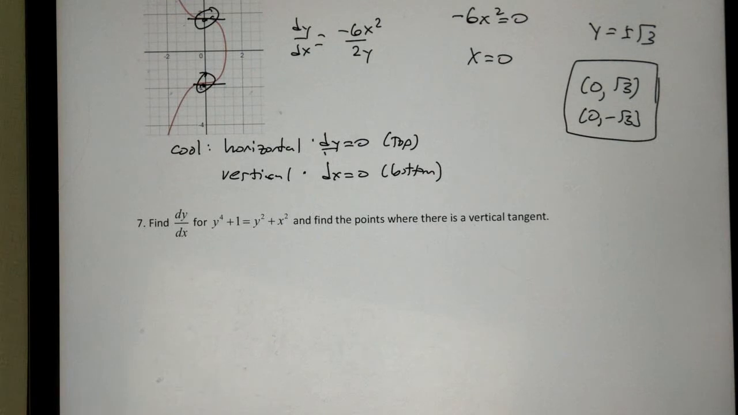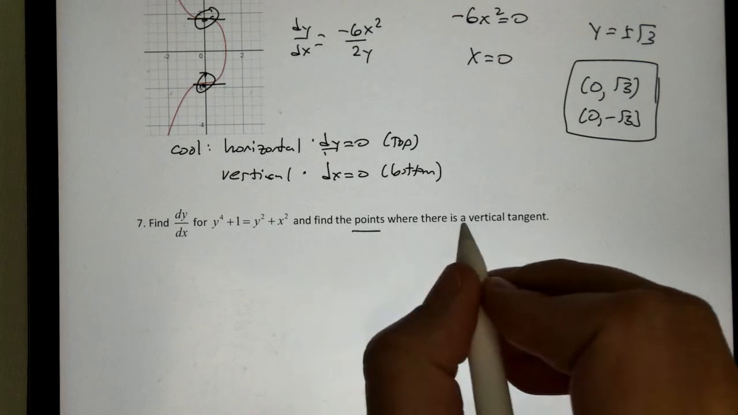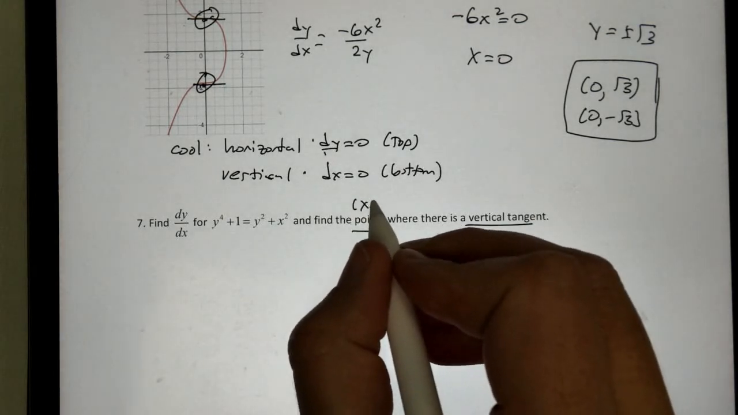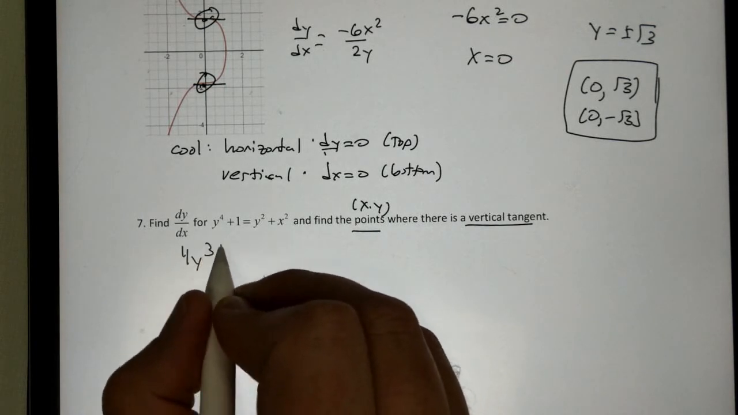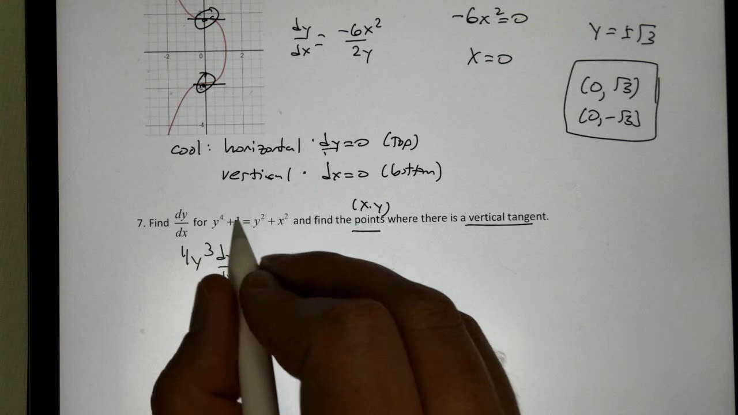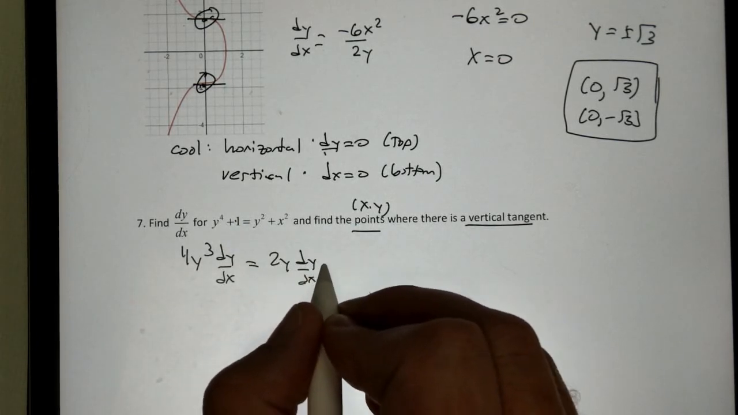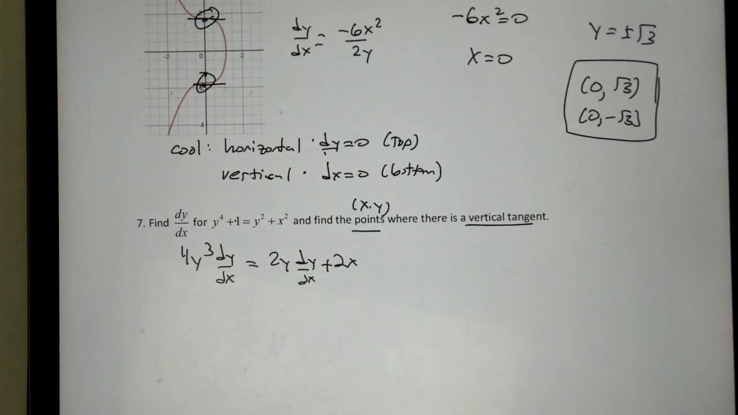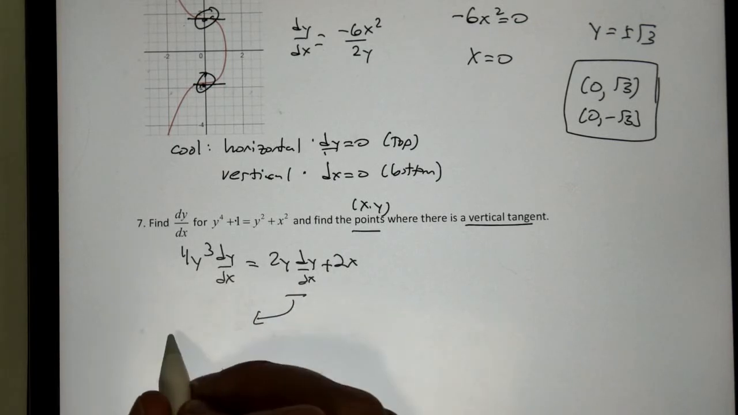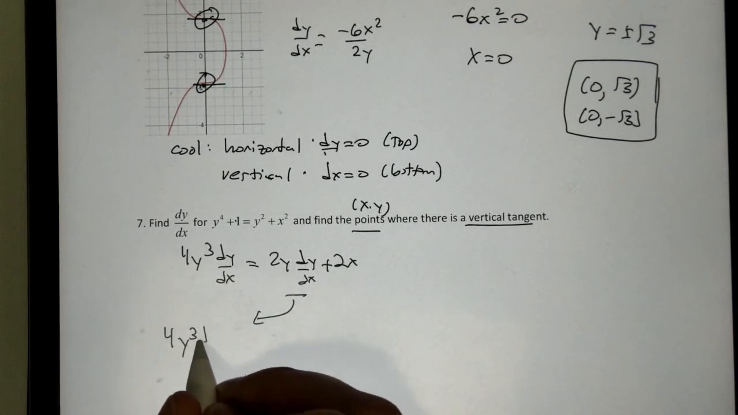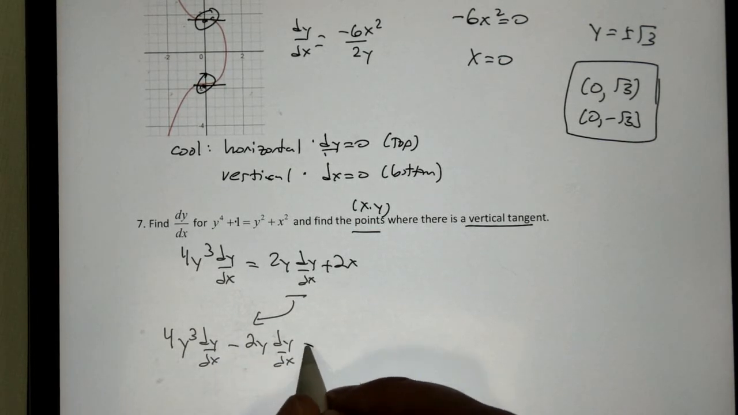For number 7, we're dealing with vertical tangents. So we're going to take our derivative, find dy/dx, and then find all points where there's a vertical tangent. Remember, points means x and y. So I take my derivative, 4y cubed dy/dx, be careful, there's a y there, that's just 0, equals 2y dy/dx plus 2x. Get your dy/dx's together, so I got to bring this over. So that's going to become 4y cubed dy/dx minus 2y dy/dx equals 2x.